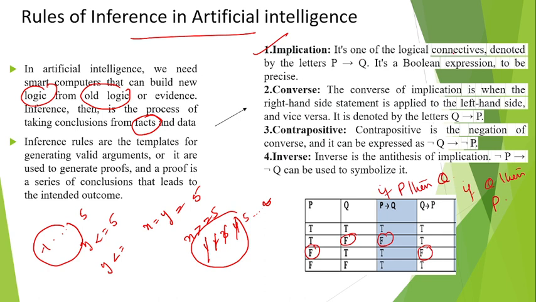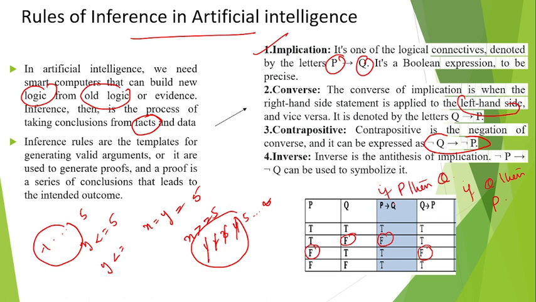If the logic connectives are denoted by the letters P and Q, the Boolean expression can be precise. Now the converse implies is based on our left hand side. Converse implies whatever the right hand side statement is applied to the left hand side. Contraposition is the negation of whatever statements I have: negation of Q implies negation of P. Inverse is nothing but inverting the negation. Whatever values I have got, invert them.